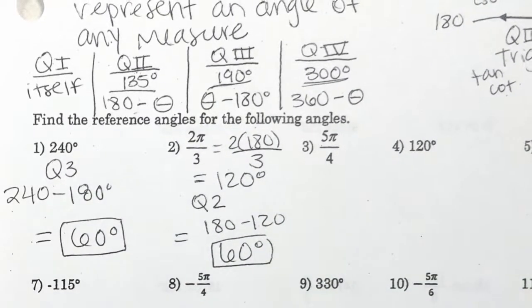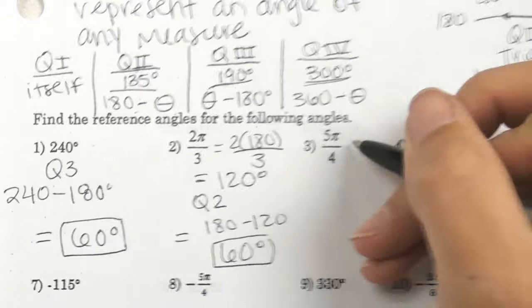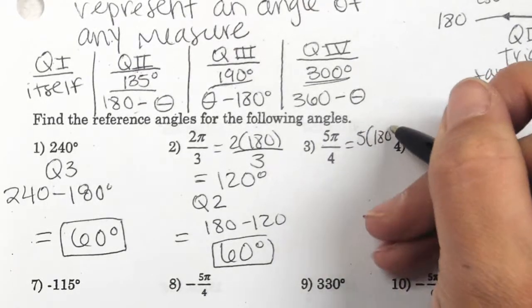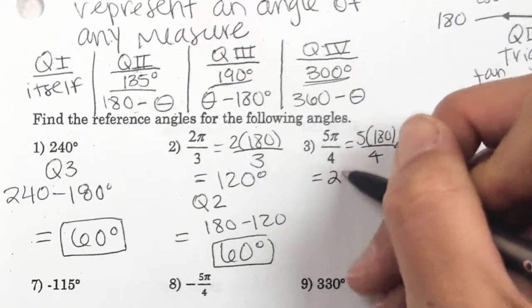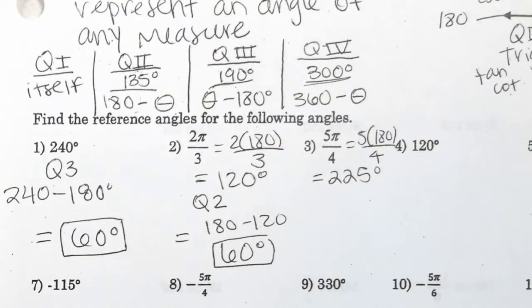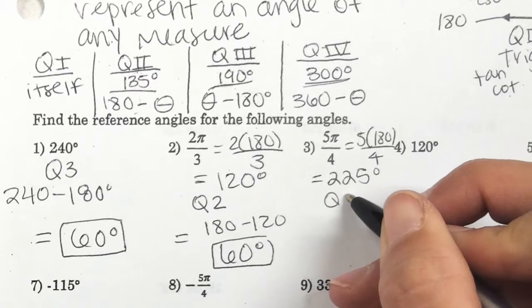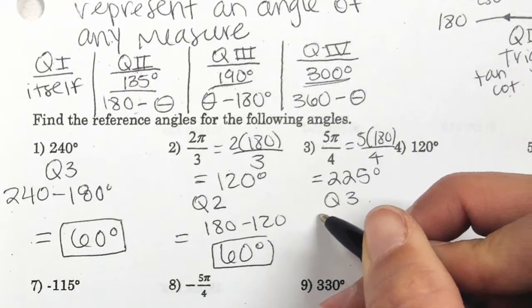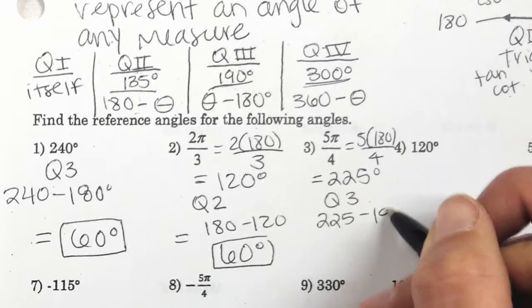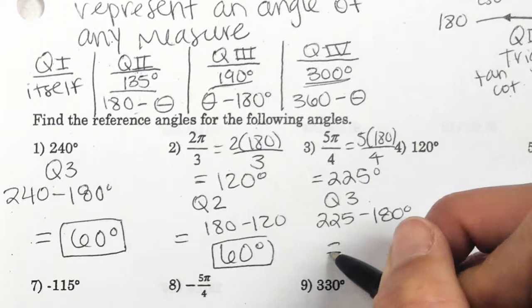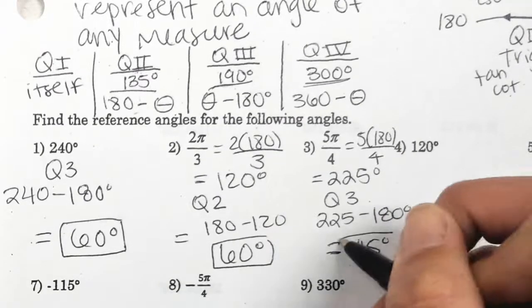Are you always going to multiply it by 180? Yep, pi is always 180. Okay. So in number 3, we have to do 5 times 180 divided by 4. Tell me what you get. 225 degrees. What quadrant is that in? 3. Good. So to find its reference angle, we do what? Good. And that's going to give us what? 45 degrees is its reference angle.